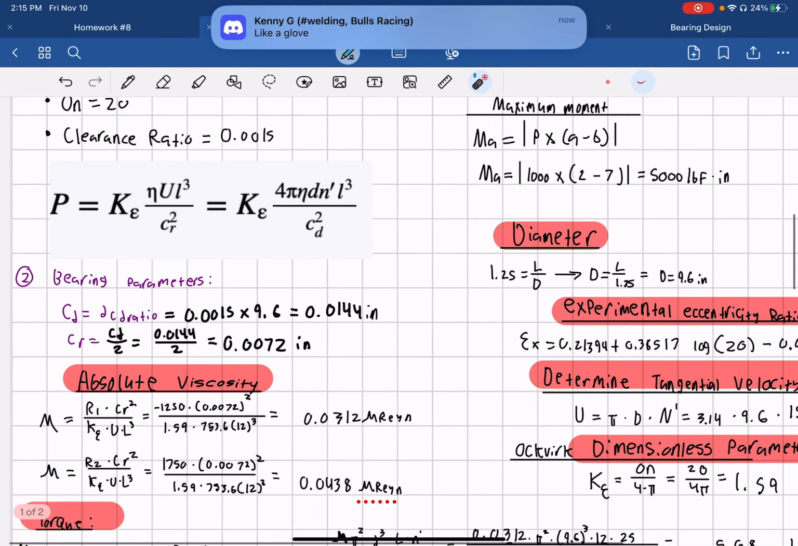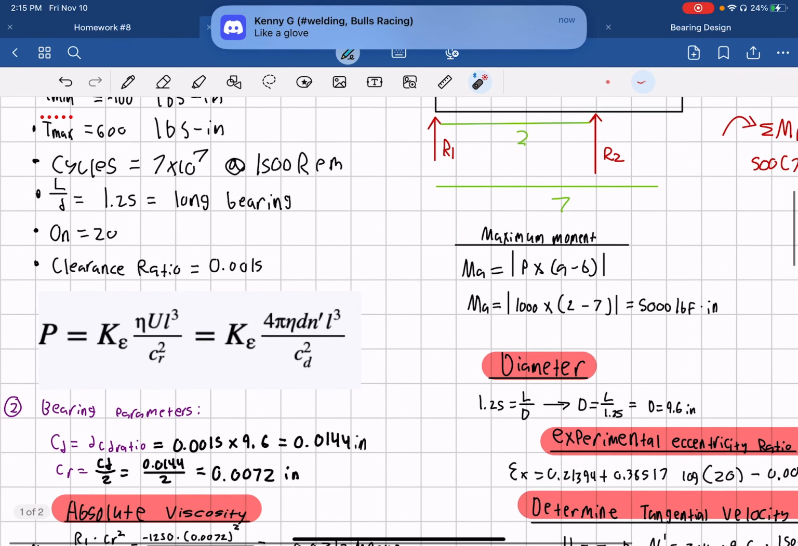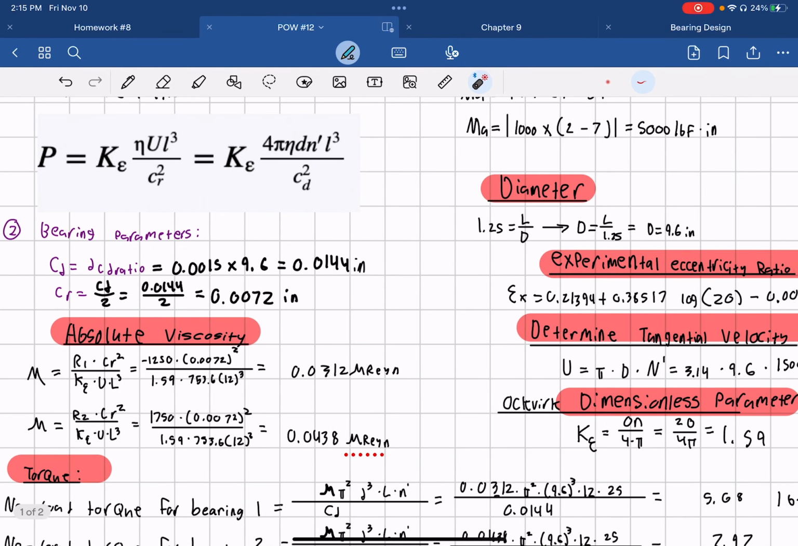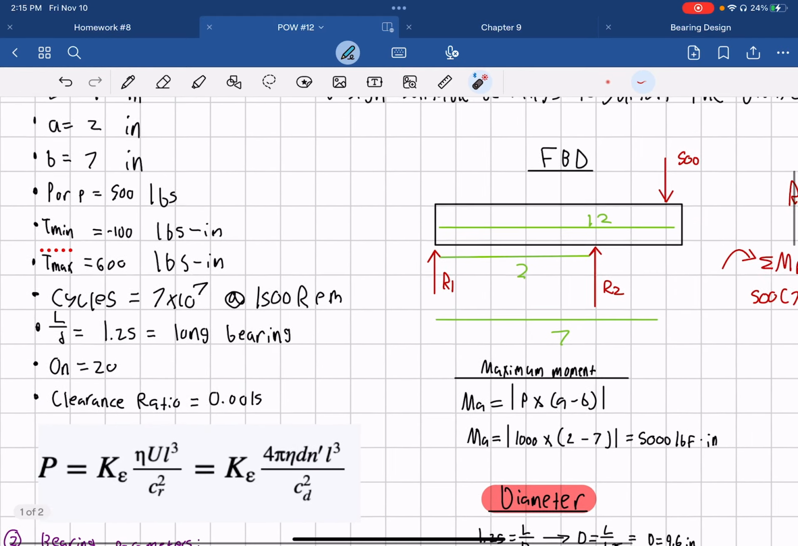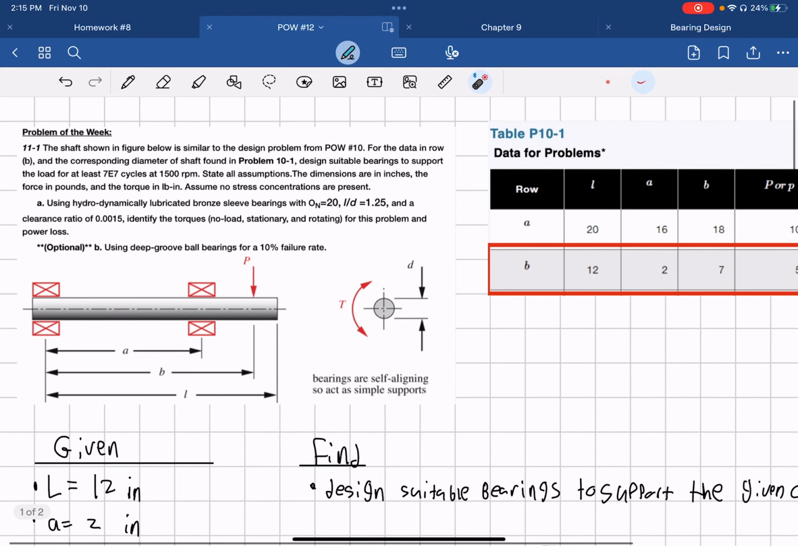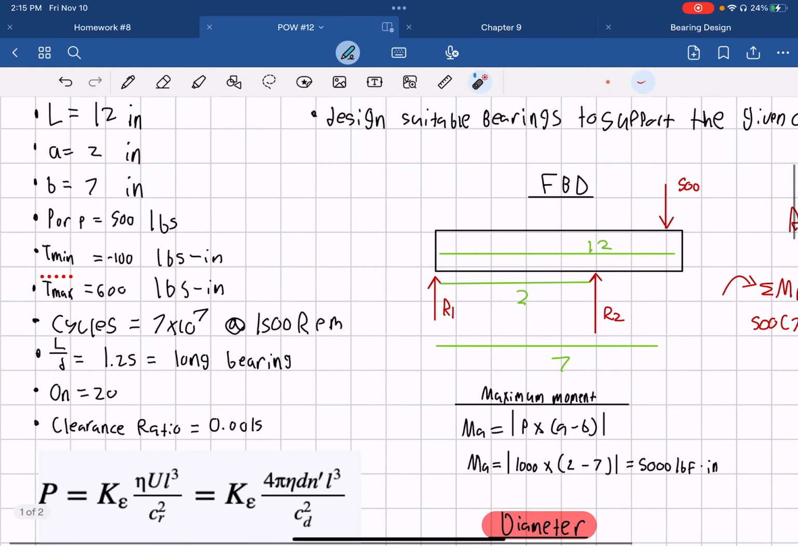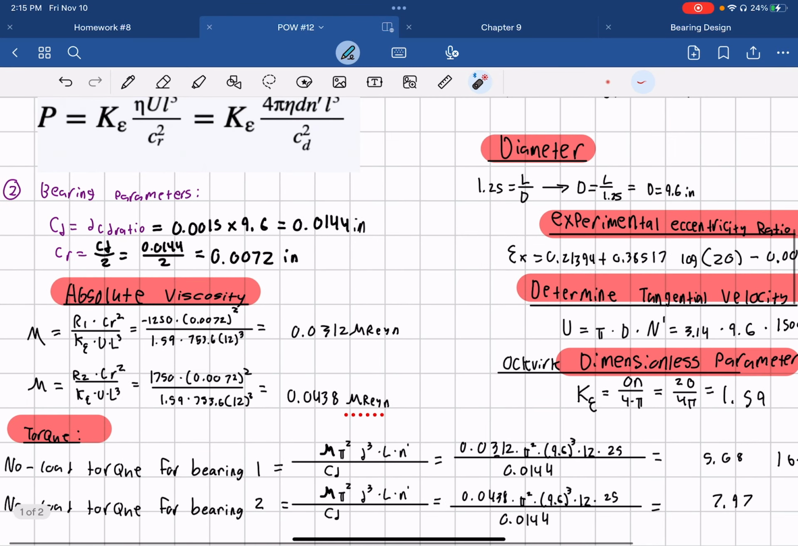Next, we need to find the bearing parameters. So you need to find CD first, which you can do by multiplying the clearance ratio, which we are given in the problem, times the diameter, which I was able to find as 0.0144 inches. And then you divide that by 2 to find CR, which is 0.0072 inches.